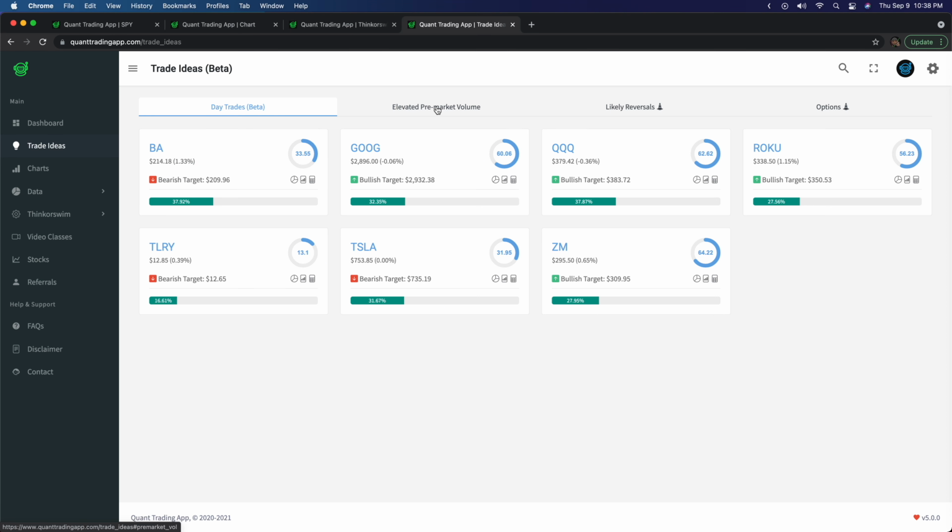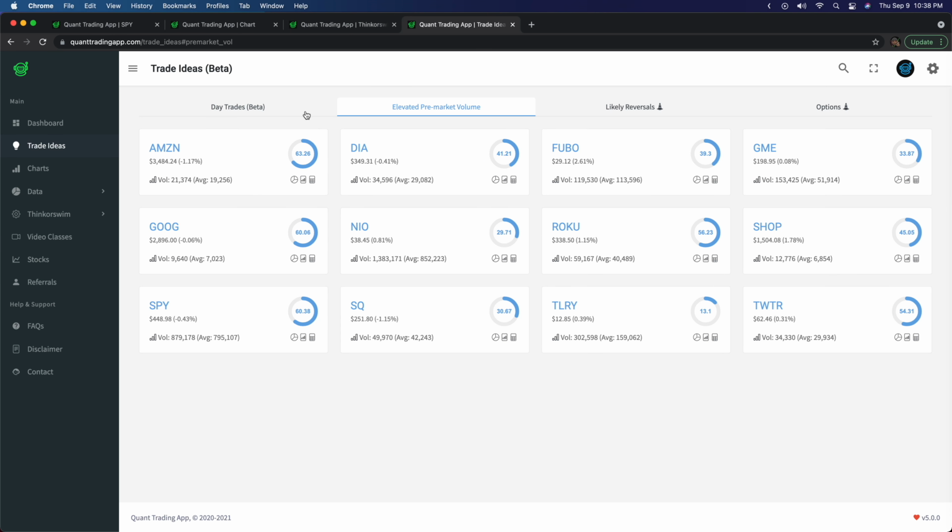We can come here now and actually get the elevated pre-market volume narrowed down. So instead of just viewing what we were looking at before in the data tab, which is the pre-market volume for everything, this now is just showing us the top tickers that have elevated pre-market volume. So the volume on Roku was 59,000 shares traded today, whereas the average is 40. So everything on here is only what has a higher volume traded today pre-market than its average. There will be a lot more features coming over the next few months into 2022.